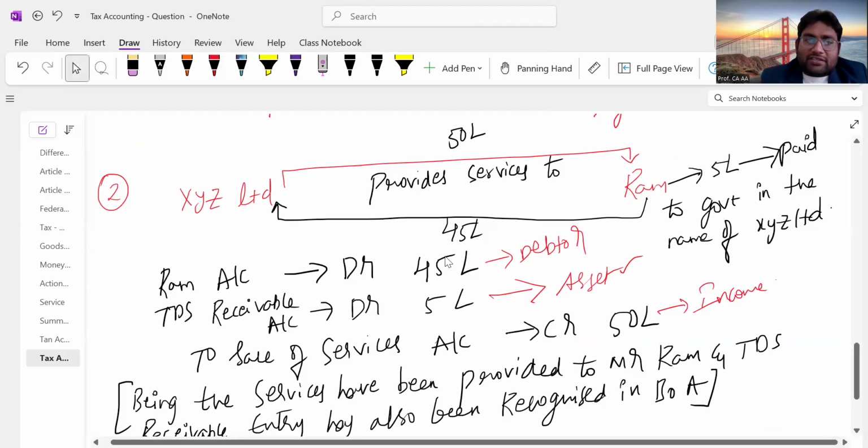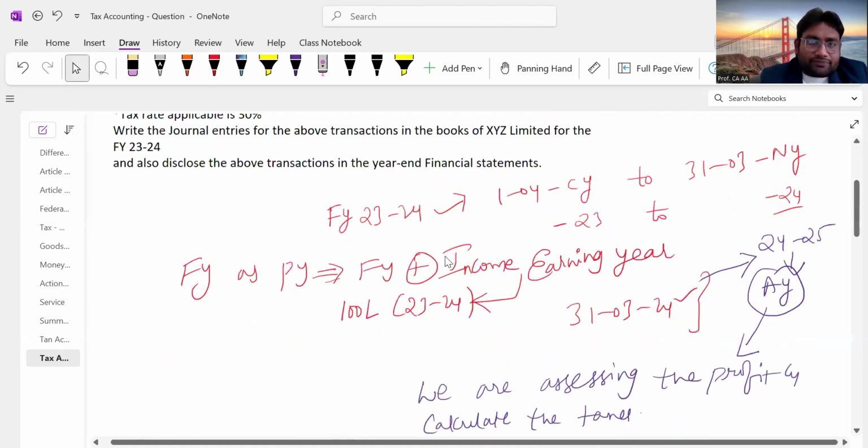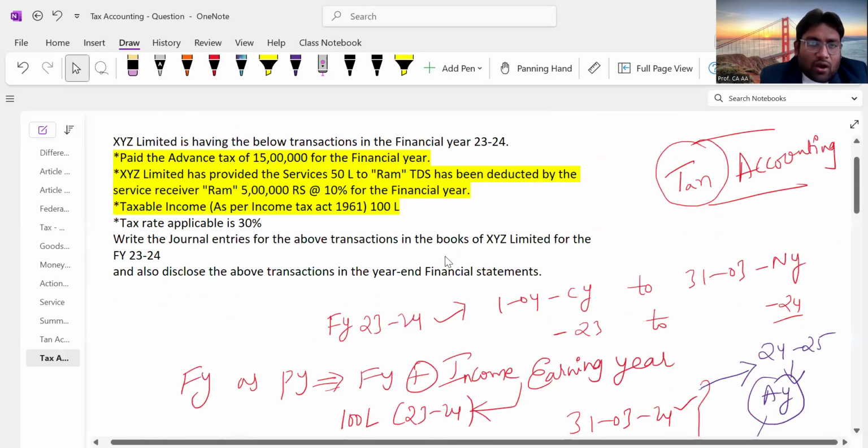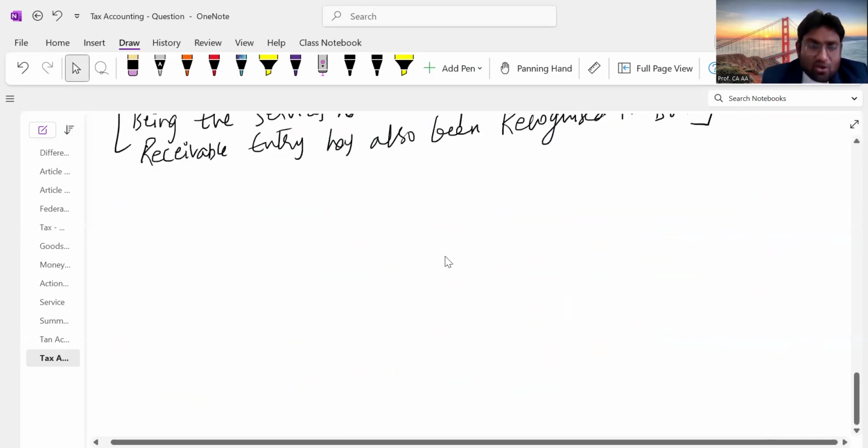Clear? Yes, fantastic. Now what happens? The two entries are over. Very good. Now what happens? Tax rate, taxable income. Okay. What is this taxable income?